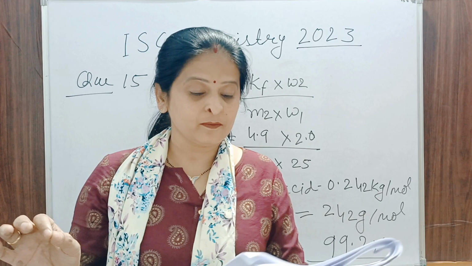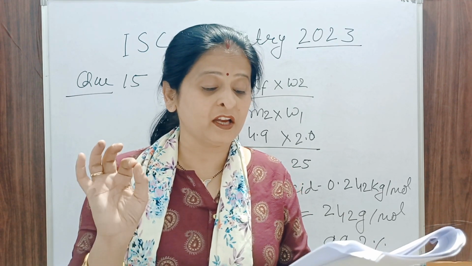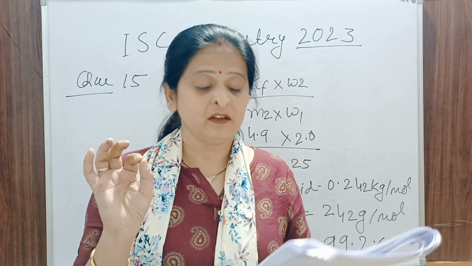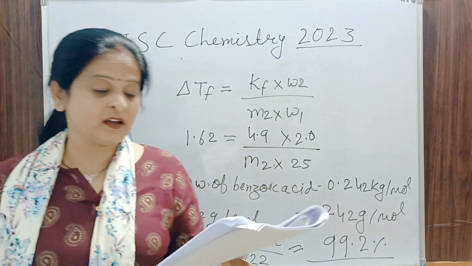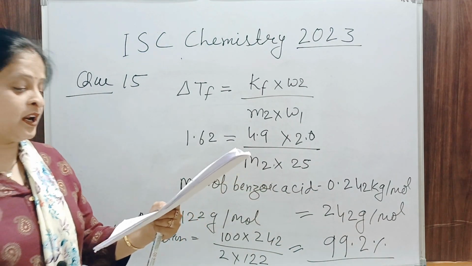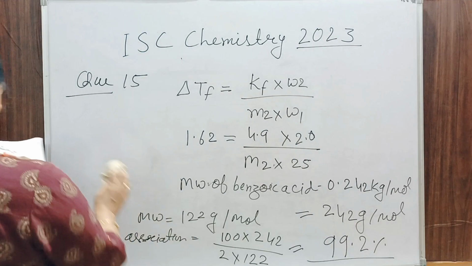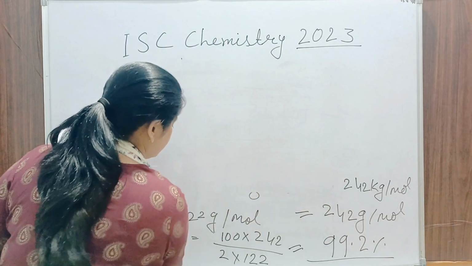Then, ether should not be distilled to dryness. Ether contains peroxides which are highly explosive and can decompose violently on heating. So that is the reason why ether should not be distilled to dryness. Then question number 17. What is question number 17?